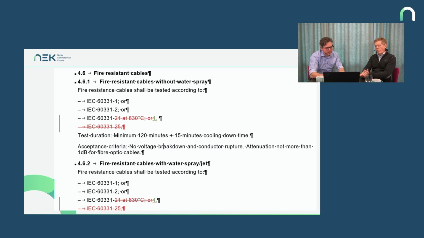Yeah. So this part 4 that we see on the screen now, we have deleted part 21 and 25, and you can see that number 4 is added instead of these two. And this part 4 is quite new from IEC. Yeah, for the high voltage cables. I think that was published in December or January, around there. I think we have been waiting for this standard actually.